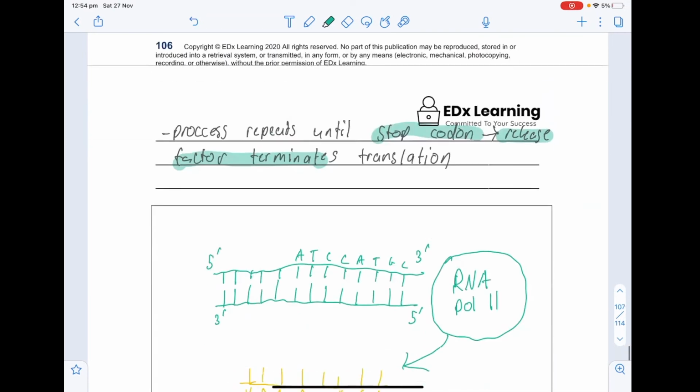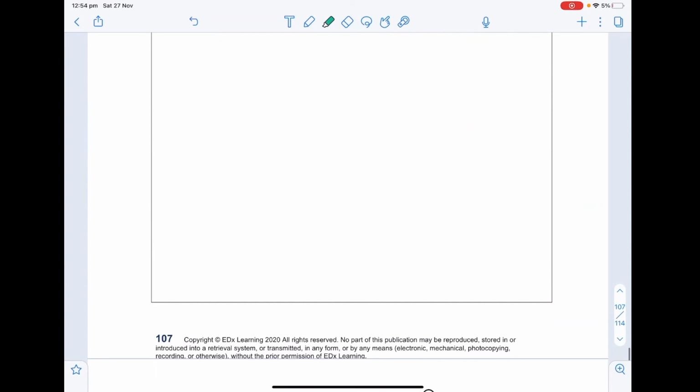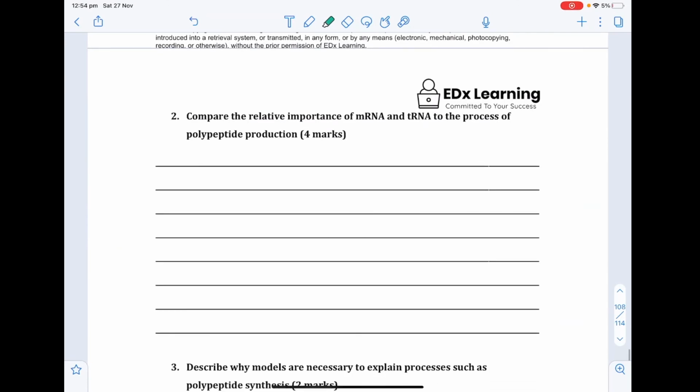Okay, guys, before I let you go, I just want to get your ideas on question 2. What are your thoughts on question 2? Good. So compare, so you're directly comparing mRNA and tRNA. So you need to talk about some similarities, some differences, and talk about, obviously, the other keyword, their relative importance, what role they play in polypeptide production.